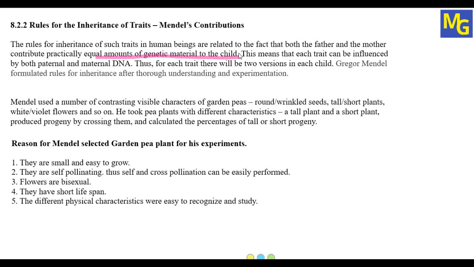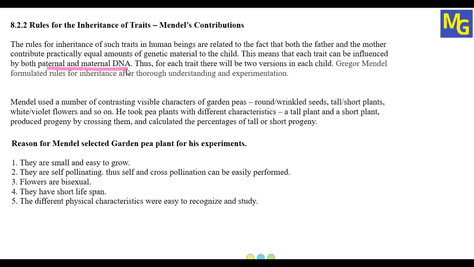So what does the rule of inheritance say? It says that whenever any new individual takes birth, whatever genetic material is transferred to that new individual is transferred from both the father and the mother, and the amount should always be equal. So equal amounts of genetic material are transferred from the father and mother to the child. So this is the rule of inheritance. This means that each trait can be influenced by both the paternal and maternal DNA.